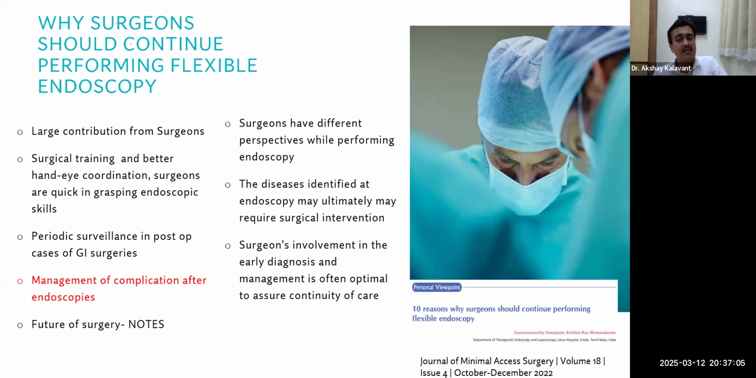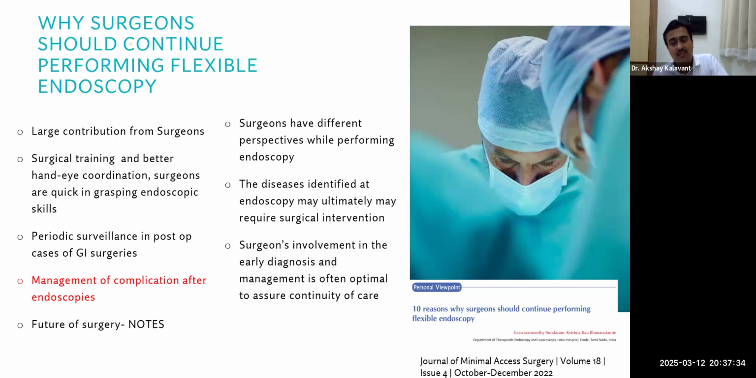Some of the diseases identified, especially in children, the chances of surgery are more. Children who require endoscopy are likely to have some surgical intervention. So why can't we involve ourselves from the beginning, rather than taking the consultation at the end? These are some of the points which should stimulate us to take up endoscopy.